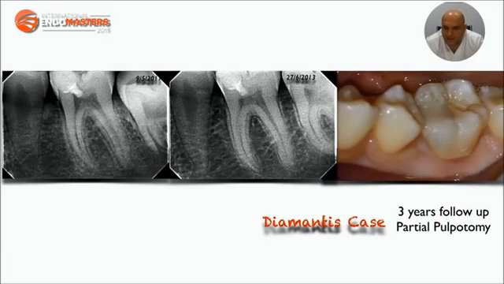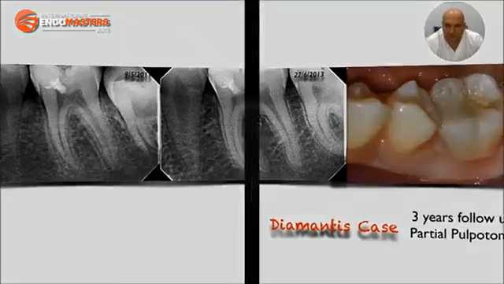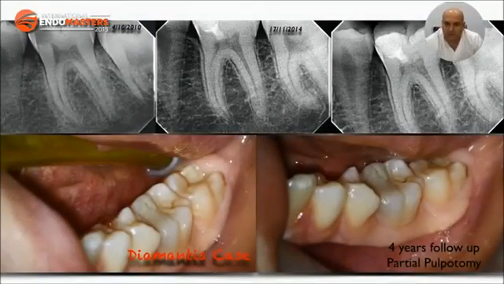3 years later, the 3-year follow-up radiograph revealed vital pulp tissue and dentinal bridging under the MTA, visible even in the periapical radiograph. The pulp tissue responded again within normal limits to thermal and electrical pulp testing. And this is the 4-year follow-up of this case. Still vital, asymptomatic, with no signs of calcific metamorphosis of the pulp tissue.